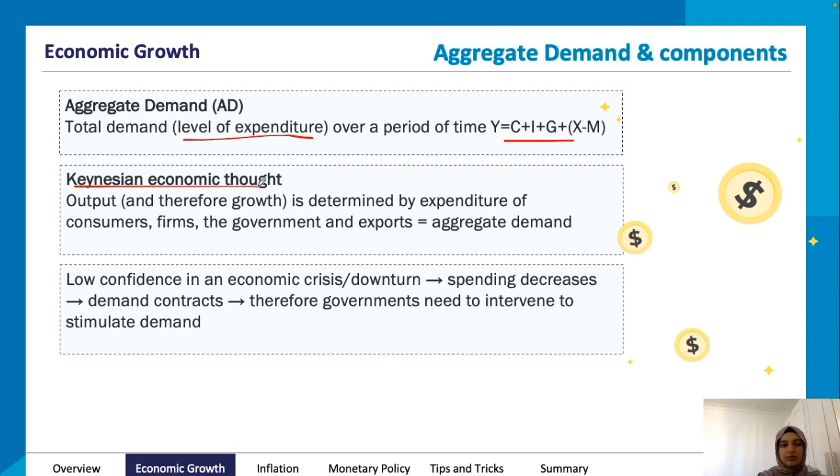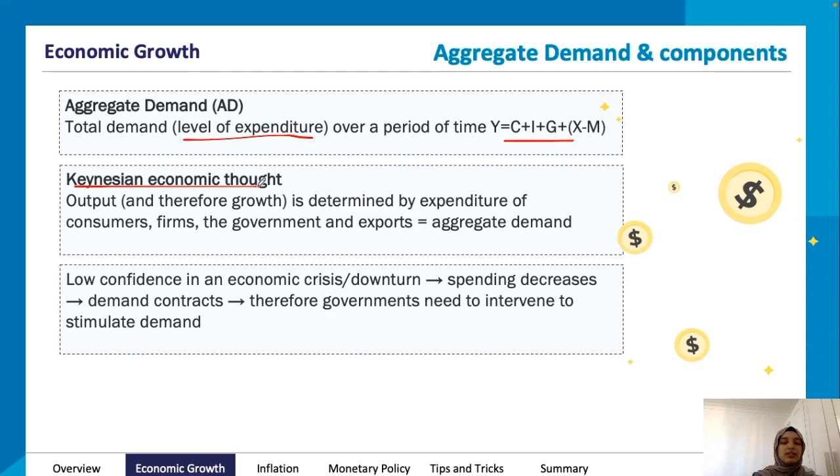Keynesian economic thought looks at this idea of output and therefore growth is determined by expenditure of consumers, of firms, the government, and exports, which makes up aggregate demand. Okay, so that is how we essentially look at how much we're growing.